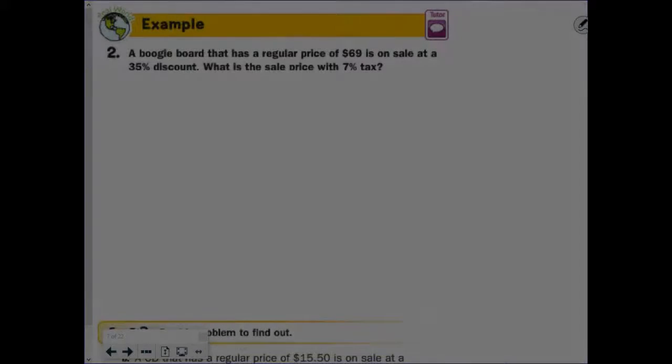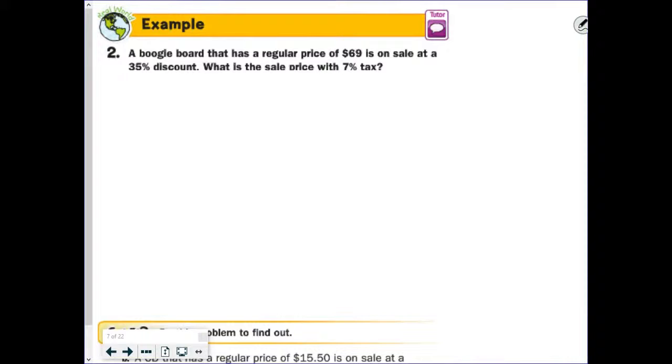Take a look at example number 2. It says a boogie board that has a regular price of $69 is on sale at a 35% discount. What is the sale price with a 7% tax? Wow. So there are 2 percentages in this problem. One of them says a 35% discount. The other one says a 7% tax.